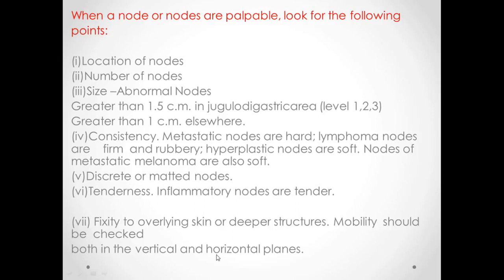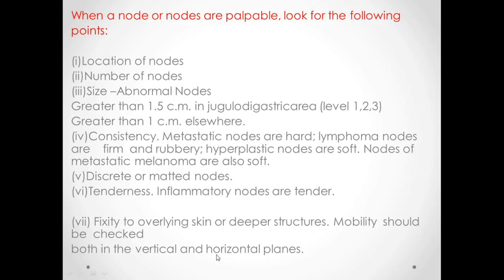Look at the consistency of the lesion. Because in case of metastatic lymph nodes, in case of a tumor, it will be hard, especially lymphoma lymph nodes are firm or rubbery. Hyperplastic lymph nodes are soft. Nodes of metastatic melanoma are also soft. So the consistency is very important in determination of the lesion.